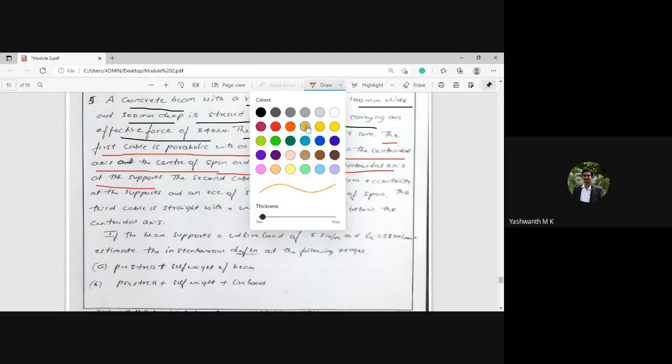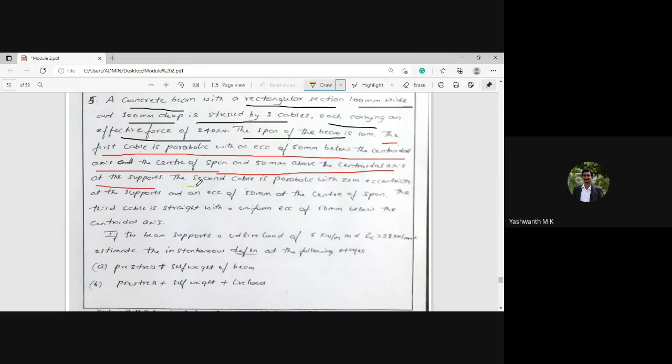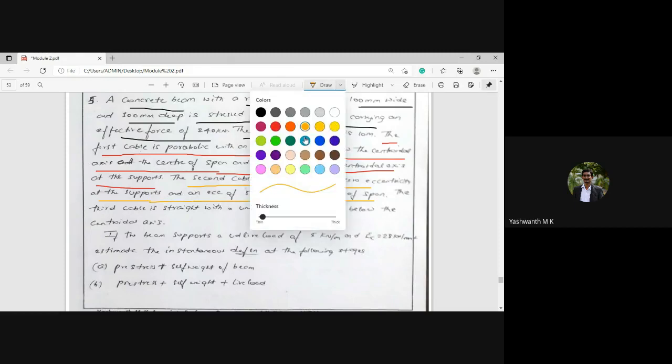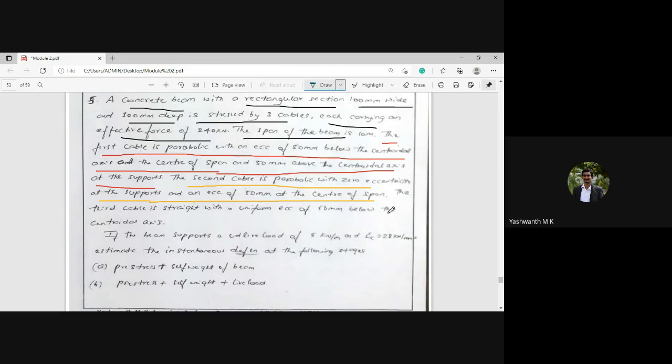The second cable says like this. The second cable is parabolic with zero eccentricity at the support and an eccentricity of 50 mm at the center of the span, or mid span. Okay, so this is regarding the second cable. Next, the third cable says like this. The third cable is straight with a uniform eccentricity of 50 mm below the central axis.